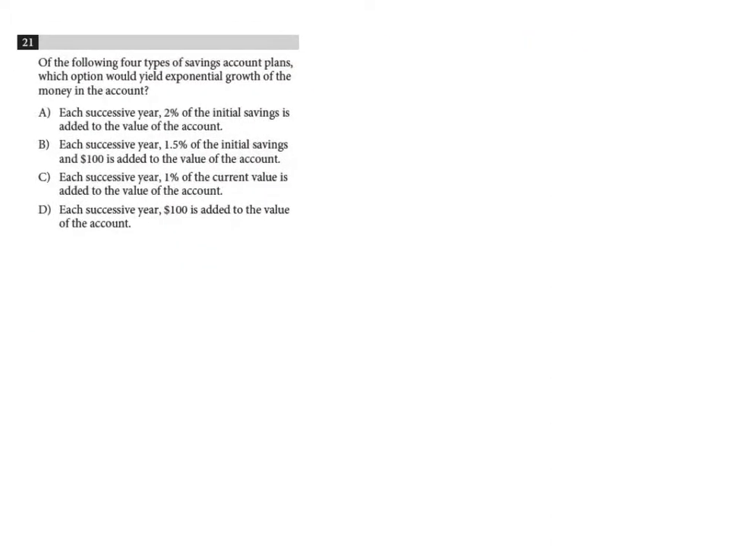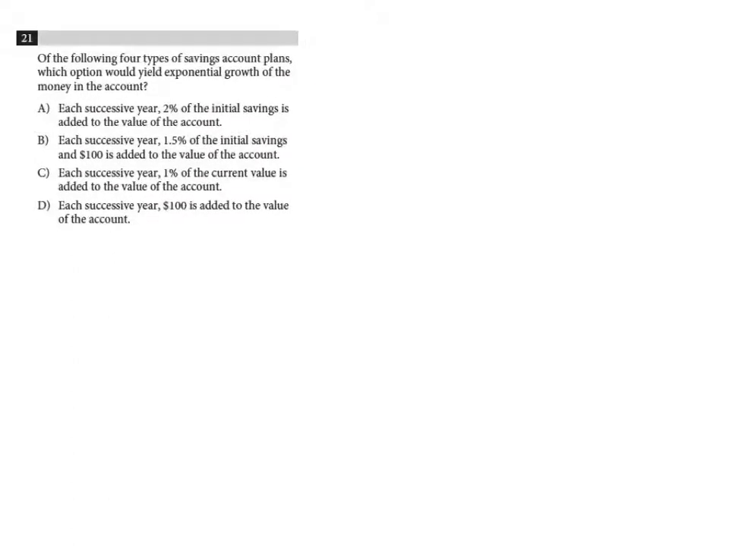Okay, number 21. Of the following 4 types of savings account plans, which option would yield exponential growth of the money in the account? All right. A. Each successive year, 2% of the initial savings is added to the value of the account. Well, 2% of the initial savings would be the same every year, right? 2% of the initial deposit is just going to be the same amount every year. So that's going to increase at a linear pace.